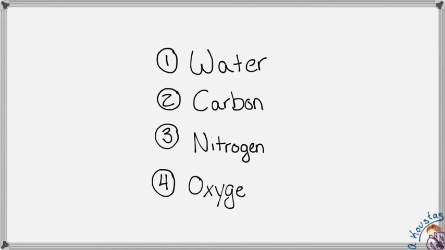So water is actually a molecule, and carbon, nitrogen, and oxygen are 3 different elements. And all of these, the molecule water, as well as the elements carbon, nitrogen, and oxygen, are necessary for living organisms. So let's take a look at the water cycle to start with.